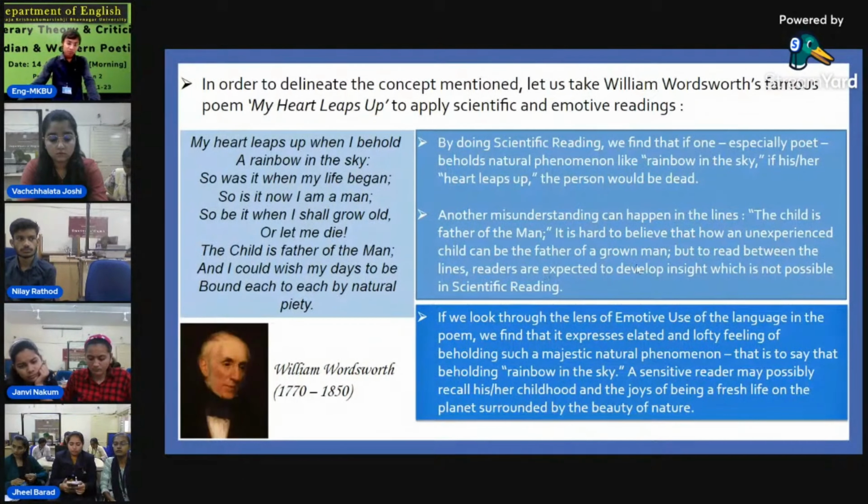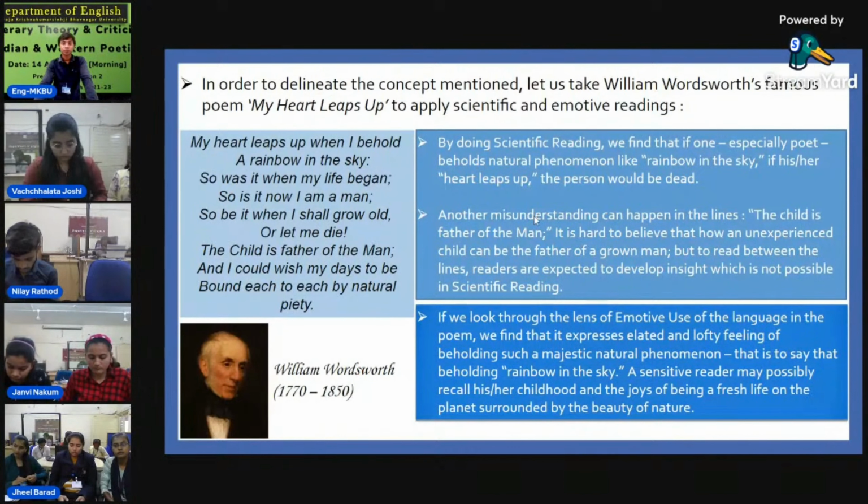Reading between the lines, readers are expected to develop insight, which is not possible in scientific reading. And if we look through the lens of emotive use of the language in the poem, we find that it expresses elated and lofty feelings of beholding such a majestic natural phenomenon. That is to say, beholding a rainbow in the sky, a sensitive reader may recall his or her childhood and the joys of being a fresh life on the planet, surrounded by the beauty of nature. So it is the emotion that is aroused by these lines. If we do an emotive language study, it is there.